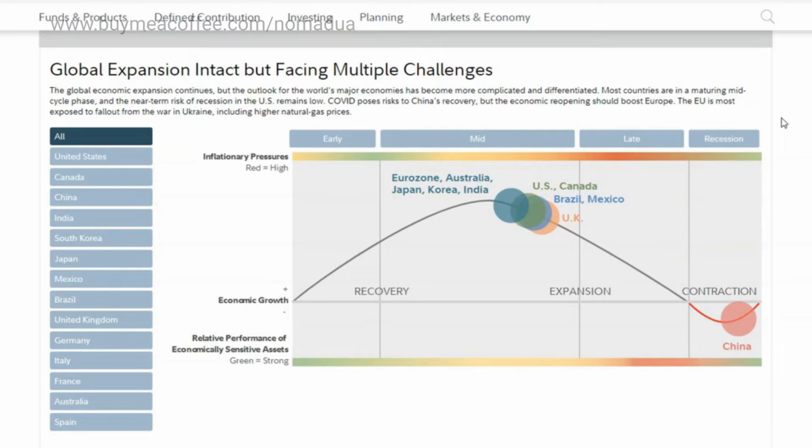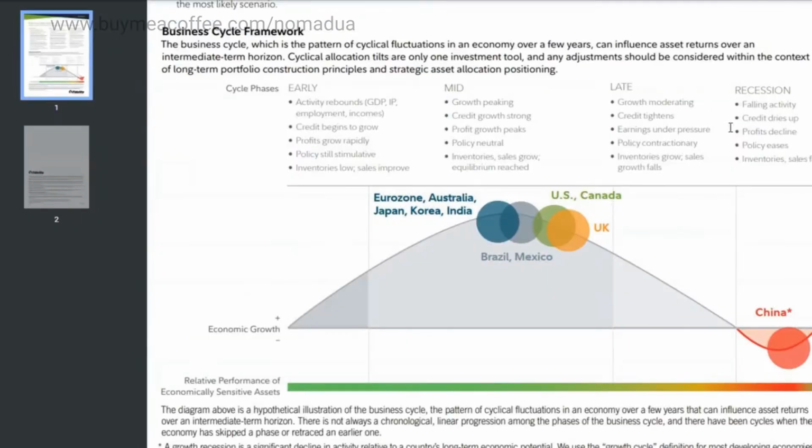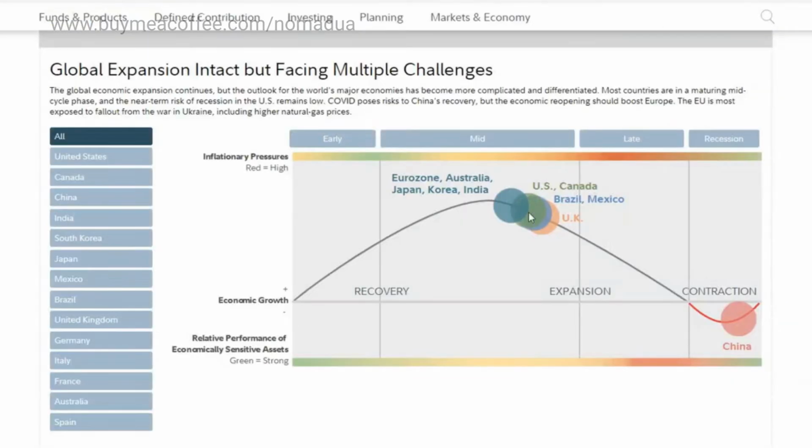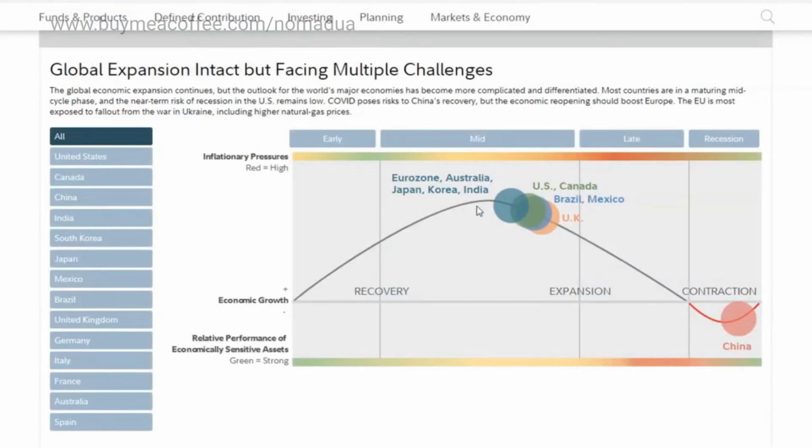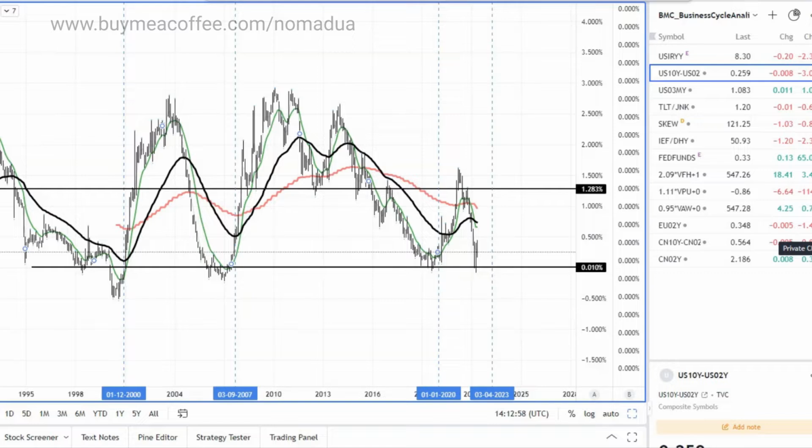If we compare this data with the previous report from February, you see that in this report a significant number of countries are located at the middle point of this curve. You can compare, but now we are starting to roll down. Some experts, and I personally, think we are in the late cycle already.